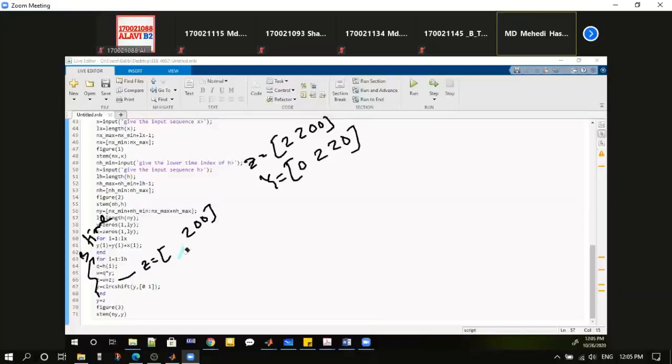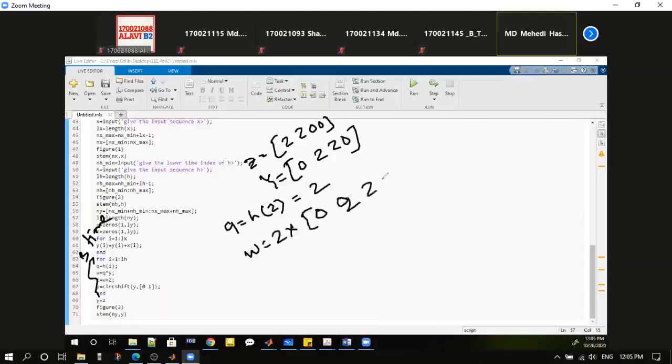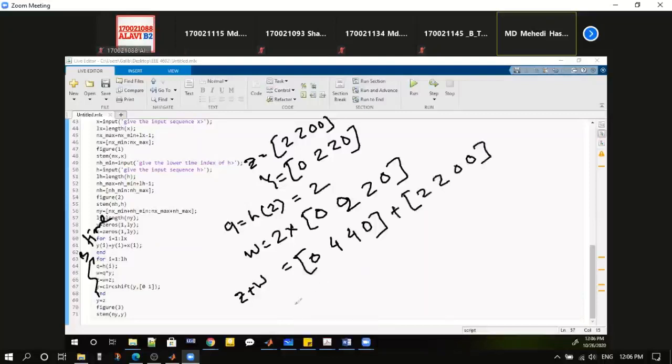So now, the second iteration. What will be the q? Q will be h2. What is the h2? H2 is 2. So w will be 2 into your y, 0, 2, 2, 0, isn't it? This multiplication will be 0, 4, 4, 0. The next line will be z plus w. This will be added with z. What is your z? 2, 2, 0, 0. So if you add this, what will be your z? 2, 6, 4, 0.